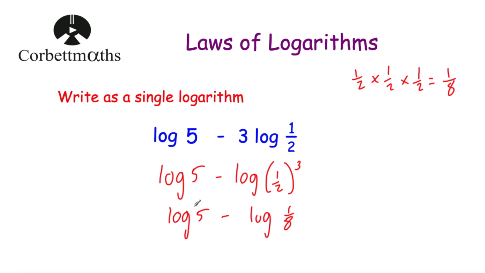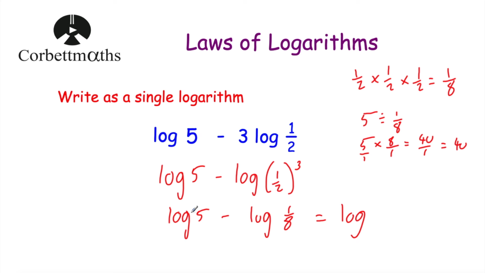Now remember, if you have log a subtract log b, that's equal to log a over b. So to work this out, we just now need to do 5 divided by an eighth. And remember, if we divide by a fraction, we can multiply by its reciprocal. So 5 multiplied by 8 over 1 would be 5 times 8 is 40, and then 1 times 1 is 1. So it's 40 over 1, or just 40. Or how many eighths go into 5? There'd be 40 of them.